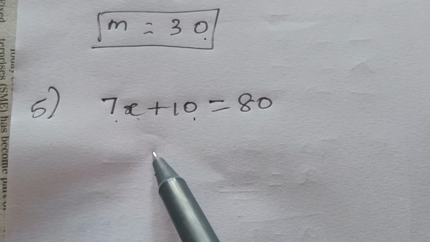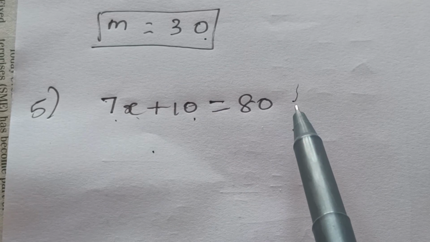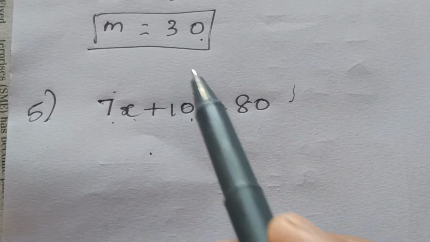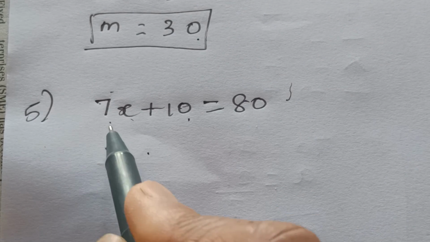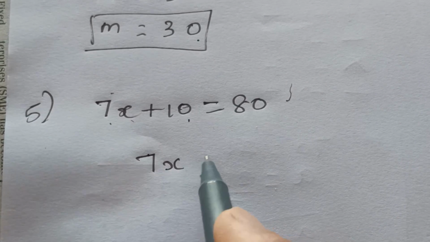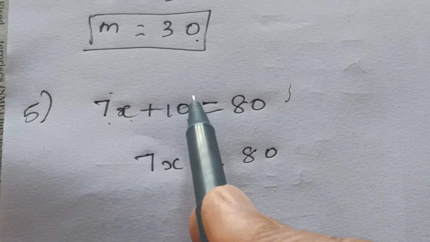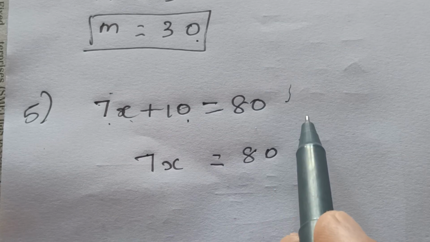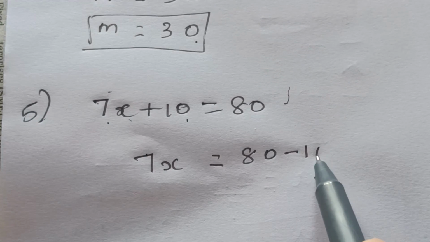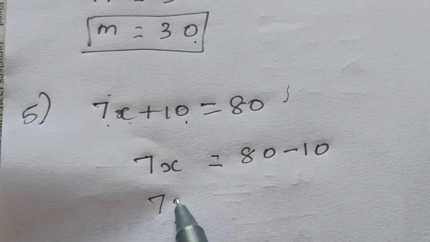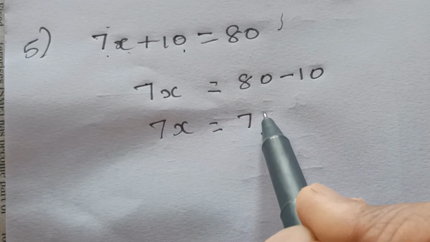Only x has to be on the left hand side. All the other remaining numbers, we have to move to the right hand side. But we cannot move two numbers together. First, we'll move the numbers one by one. So keep 7x as it is, equal to the right hand side number 80. First, we'll move only 10 from the left hand side to the right hand side. Plus 10 becomes minus 10. Now simplify this. 7x equal to 80 minus 10 is 70.